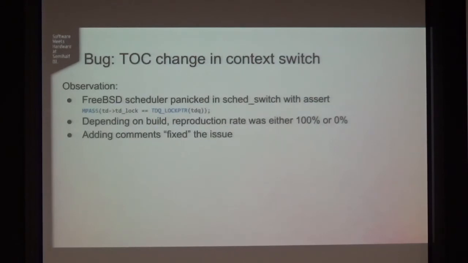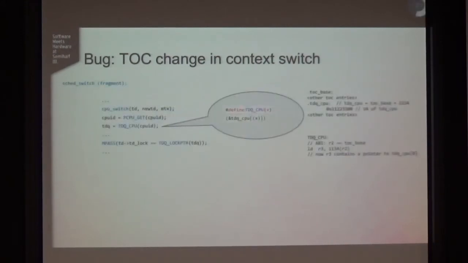What was very interesting is that the reproduction rate was either 100% or 0%, depending on the build we did. For example, adding comments to the code made the issue disappear. That was the first time I ever saw such a situation. Adding comments. Who would think so? This time I spoiled it a little because you can see a header TOC change in context switch, so this is actually the explanation of what was going on. But I assure you, it was really hard to find the root cause of the issue.